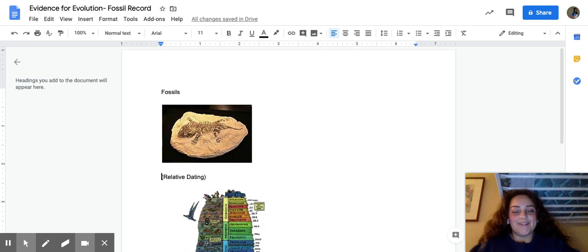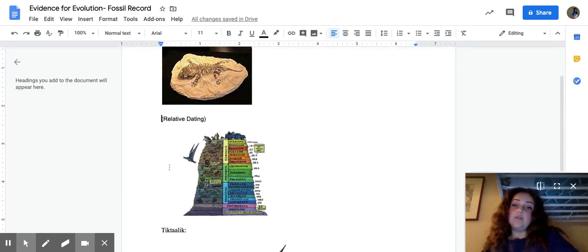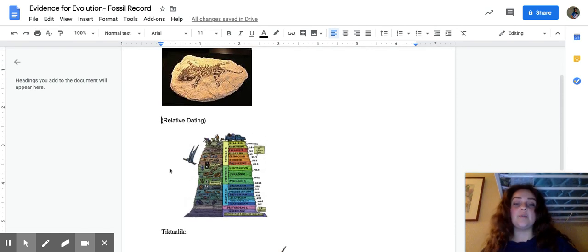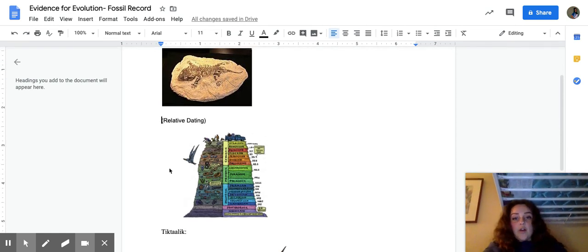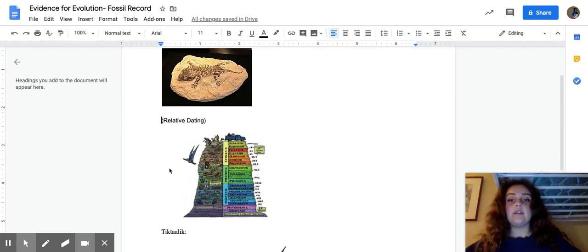Fossil records. Okay. Fossils. What are they? Well, fossils are the preserved remains or impressions of once living animals. Now, scientists can use specifically relative dating to determine when these organisms once lived, specifically through the layers of the rock in which they were found.